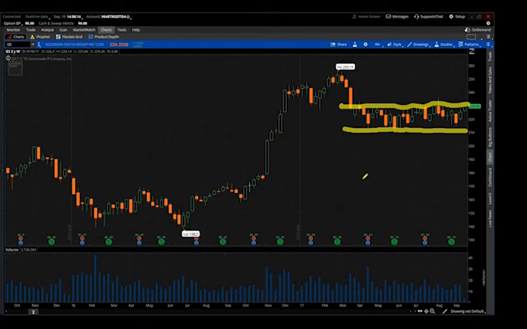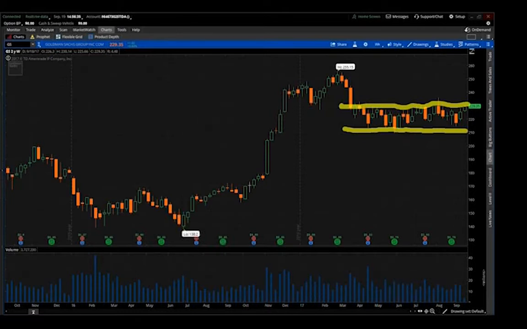Now we can use all of our different tools. We could use fractal patterns. We could use point and figure charts. We could look for tested lines of support and resistance. We could use our Bollinger Bands. We could do candlestick count. Got 10 different methods to determine if something's really trading nicely sideways. But the scoop is we can trade this for selling premium.